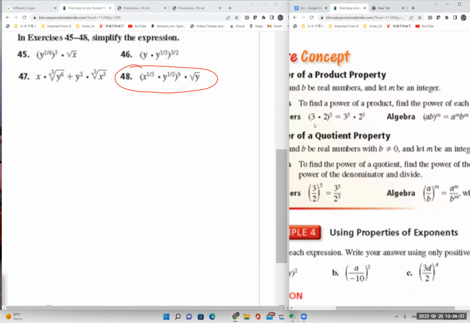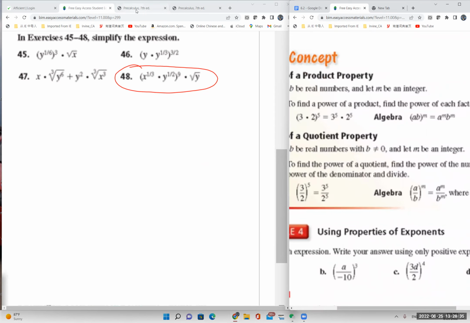Do you see here? Yes. Because here is a product, right? So you need to use the same formula like here. If a product's m-th power, then it's equal to a's m-th power and b's m-th power. Okay, so let me just show you how to do it.